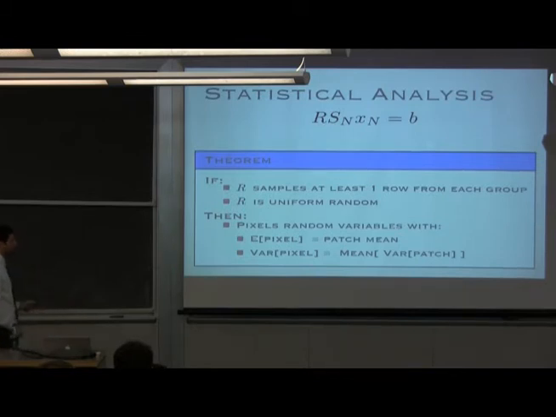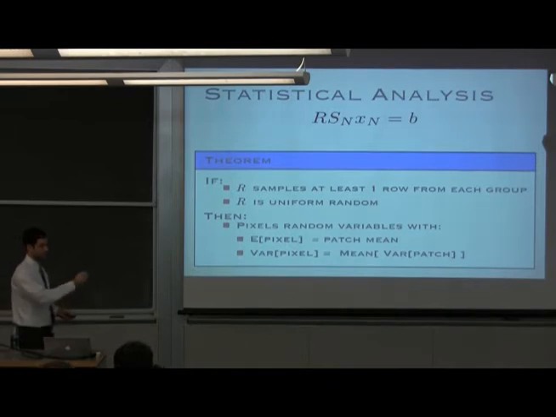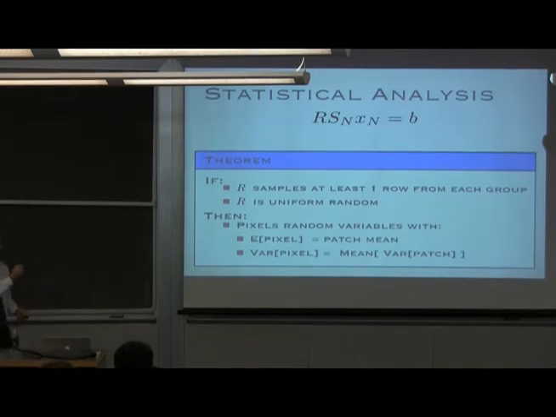So what this tells you is that the pixel you recover in the low resolution preview is an unbiased estimator of the mean of the patch that it should represent, and the accuracy is no worse than you would get if you were to randomly choose a representative pixel out of each patch.